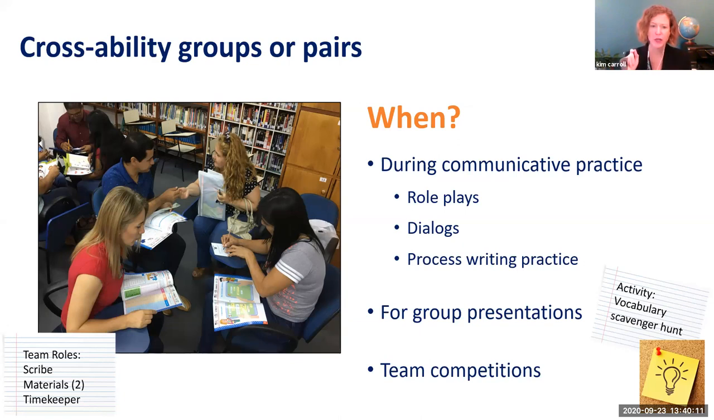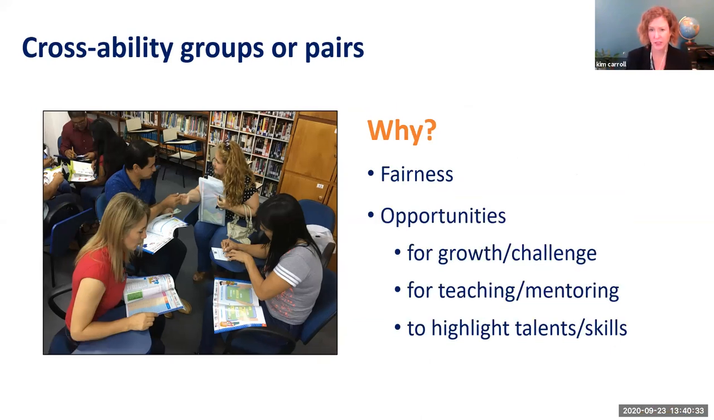So in this group, you can see one person has a pen. She's the scribe of the group. Two people were in charge of materials because there was a lot of materials for this activity. And one person was the timekeeper. So everybody could work at their ability and they could complete the task successfully. So let's move on and look at why we might use cross-ability groups.